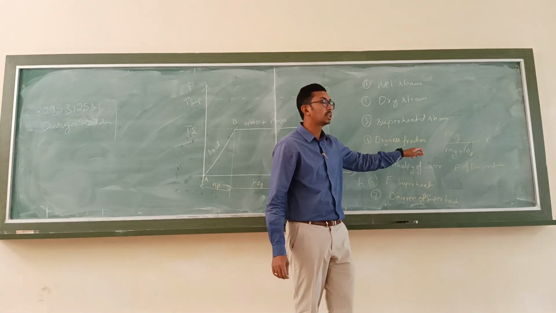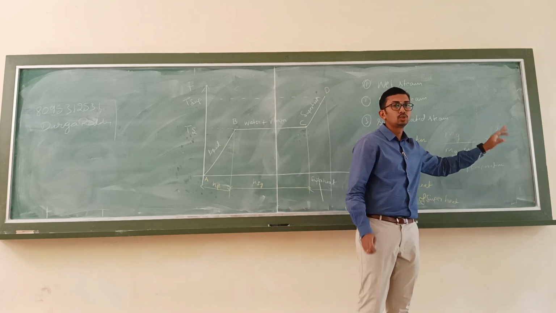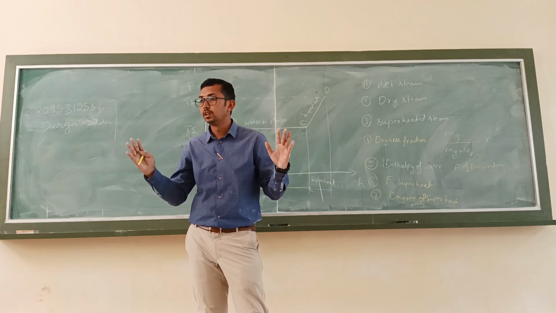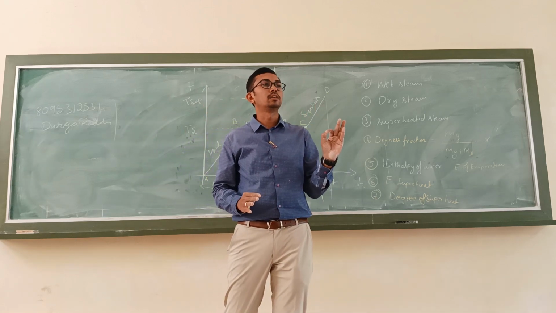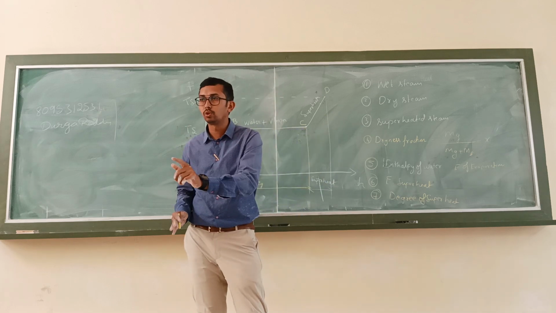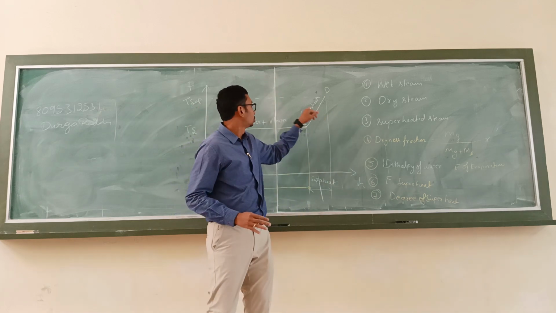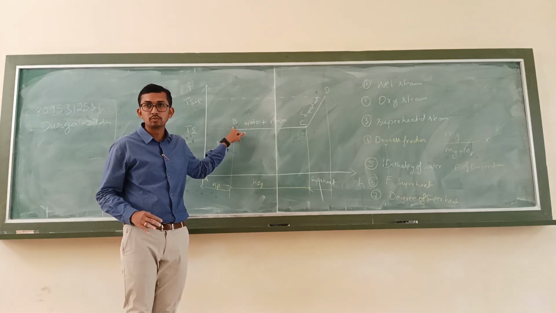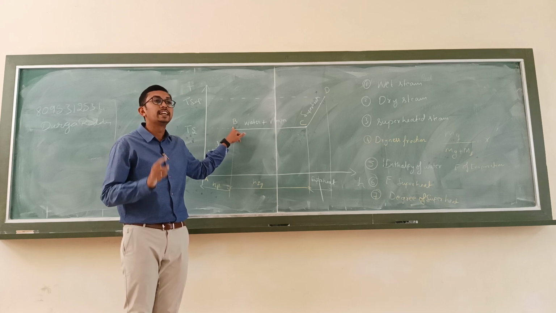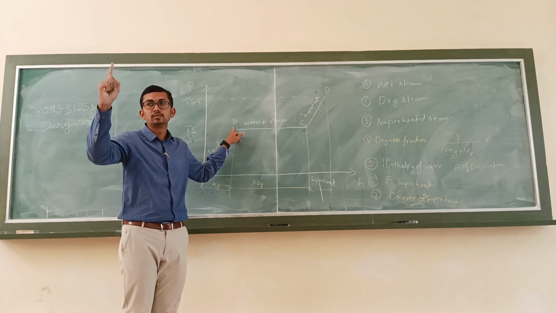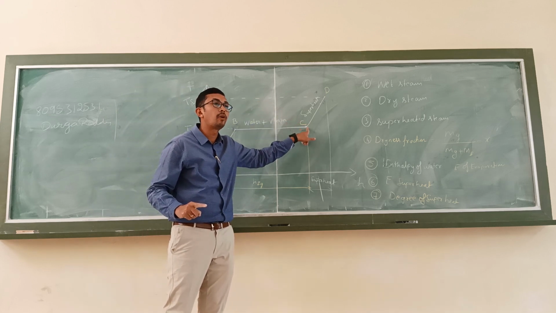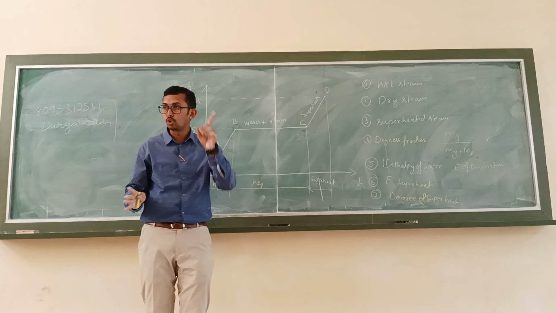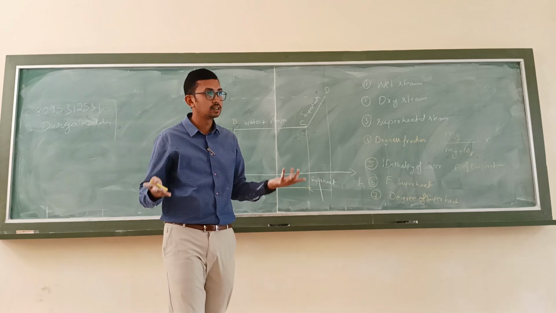Dryness fraction is represented as x. The value of x ranges between 0 and 1. If the dryness fraction x is equal to 0, what is the meaning of that? We are at the point B. If x is equal to 1, what is the meaning of that? We are at the point C. That means the complete steam is dry steam. If x is equal to 1, the steam is a dry steam.